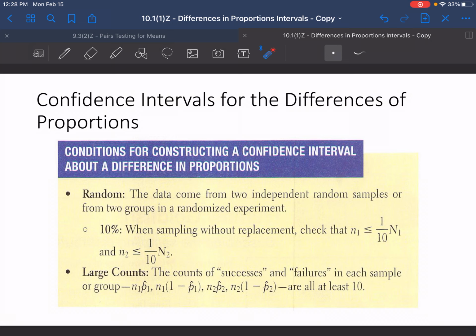When we're looking at independence, both samples must be less than 10% of their total population as well, and they must be without replacement also. So the 10% condition must be met as well, and the large counts condition for every single sample proportion must be met as well. The counts of successes and failures in each sample or group are all at least 10, so they have to be greater than or equal to 10 in this case.